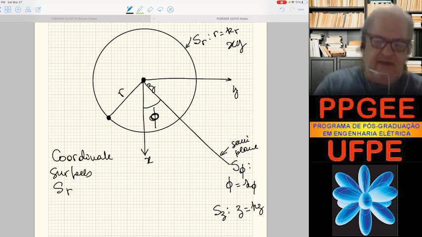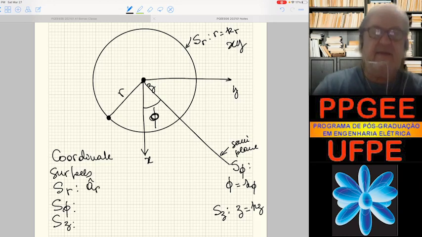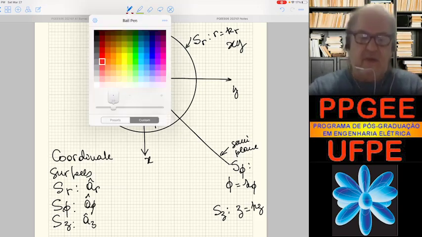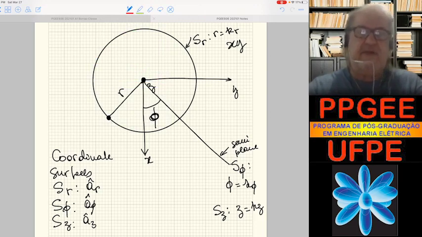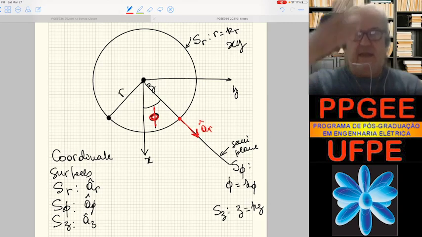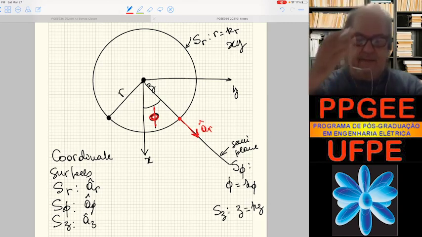And from these, we define the three versors, unit vectors, a_r, in the cyclical order, a_r, this is the first one, a_phi, a_z. So a_r is a versor orthogonal to S_r. It depends on the angle, right? Let's put it in this angle here. For this value of phi, a_r is the first versor which is contained in the semiplane S_phi, right?